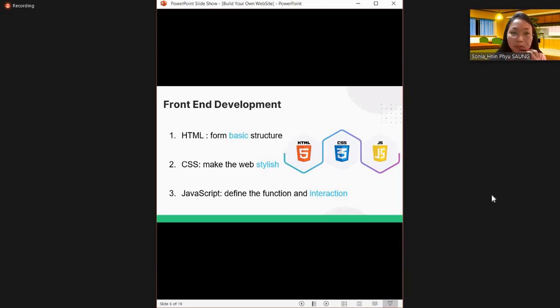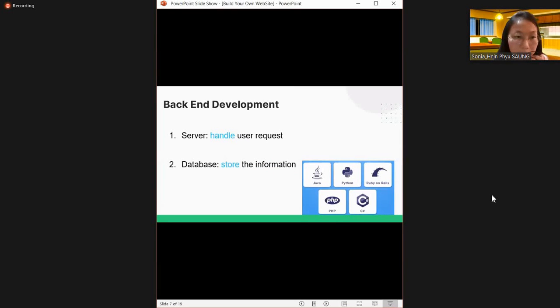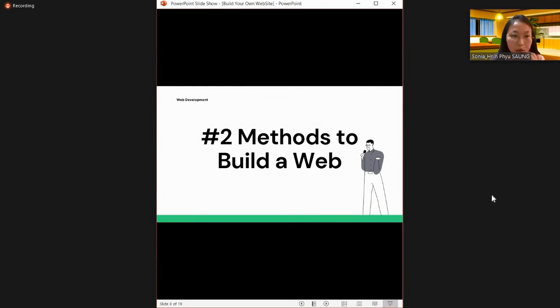So basically, front end is the design of what the user can see, and the other part, the back end, includes the server, setting up the server and the database. So server is to handle the user request. When user click a button, what should we send to him or her? And the database, as you all may know, is to store all the information.